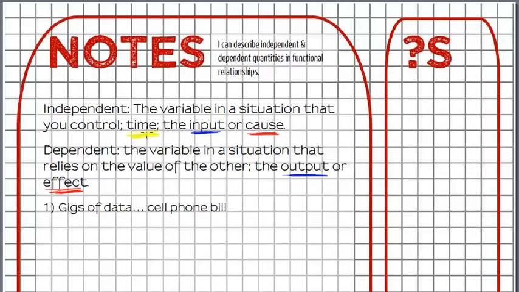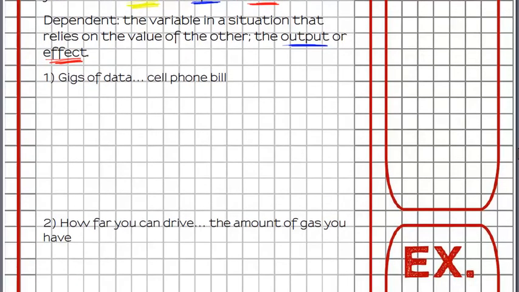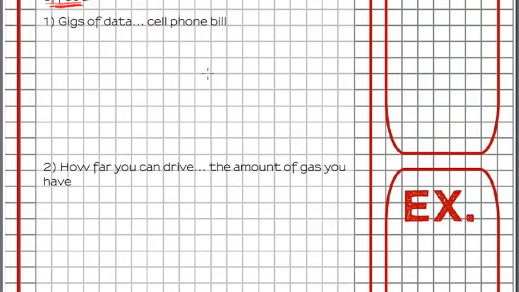Time is an independent variable, usually. It's the variable that you're controlling. It's the input variable, or it's the cause. Dependent, on the other hand, is the variable in a situation that relies on the value of the other. It depends on the value of the independent variable. It's the output or it's the effect. Those are all different ways to think about it, and we need to put those into practice now.